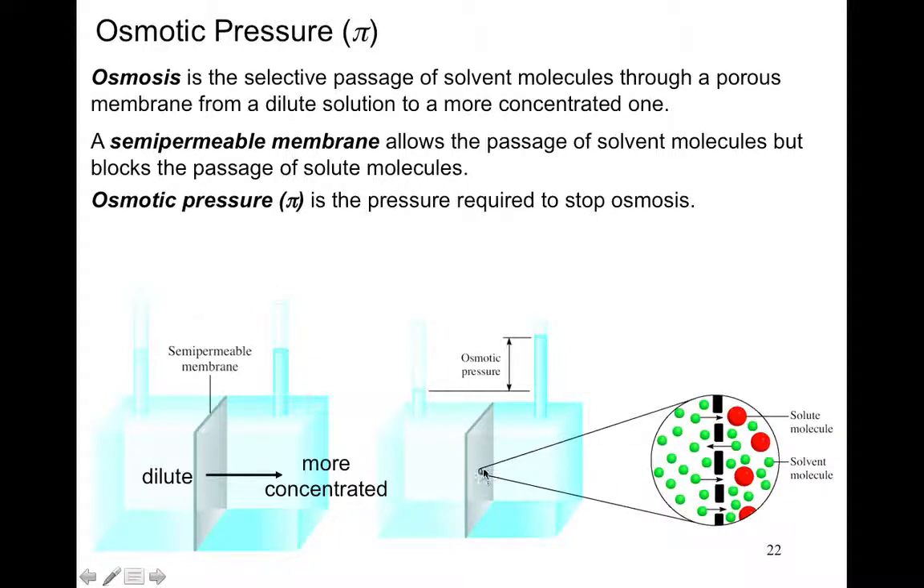Here's the diagram of what's going on in this barrier. The semi-permeable membrane is these black lines. And here it shows that water, the small green, can pass through in both directions, but the solute cannot pass through. And so that's the idea of semi-permeability.